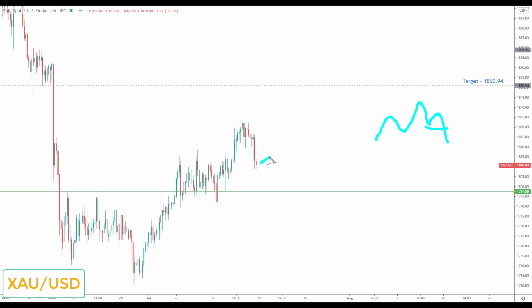So any pullback in this market, if we do get a reversal in the DXY, would be viewed as an opportunity to look for bullish breakouts. And as we broke down here, what you would likely see is this in gold. And I would be looking up towards the next key resistance to the upside and the target set at the 1850.94.